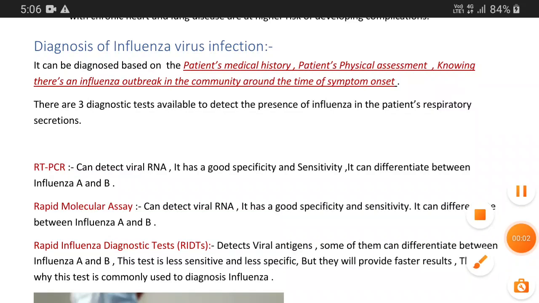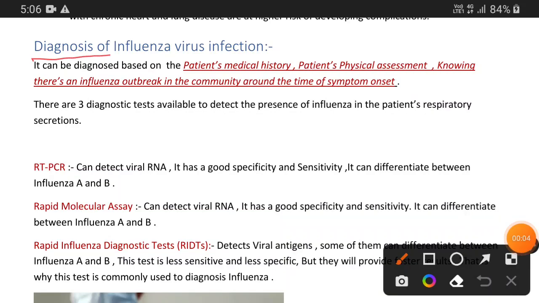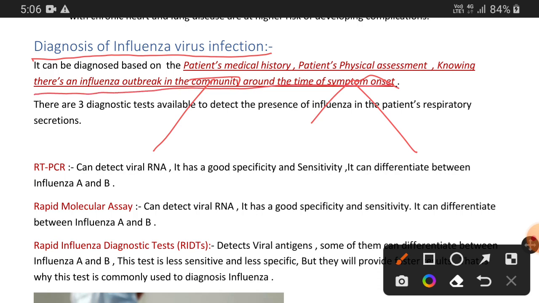Okay friends, in this video we are going to talk about the diagnosis of influenza virus infection. The diagnosis is first done on the basis of the patient's medical history, the patient's physical assessment, and then by knowing if there is an influenza virus outbreak in the community around the time of symptom onset.